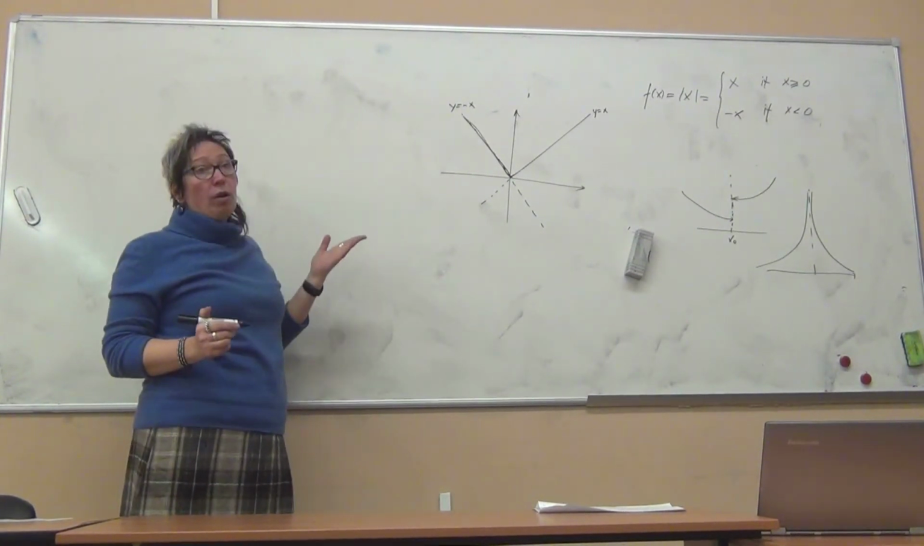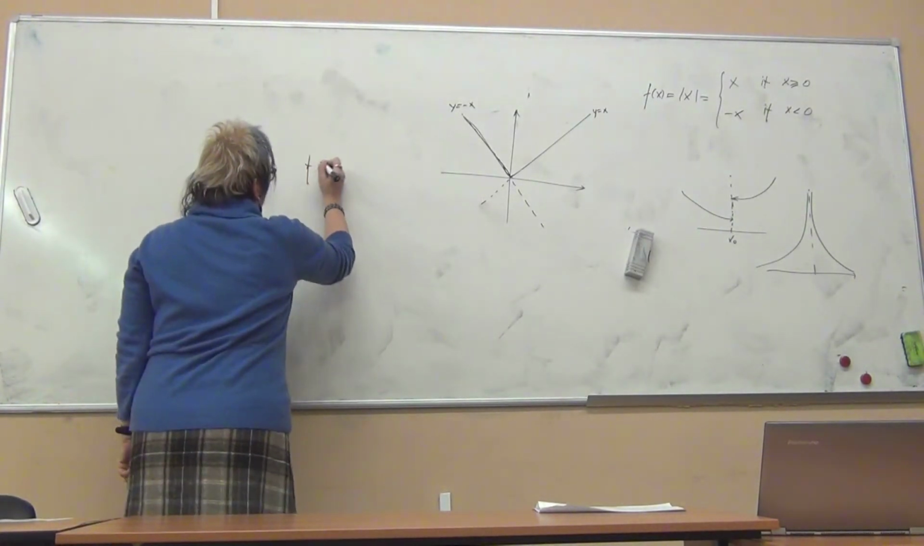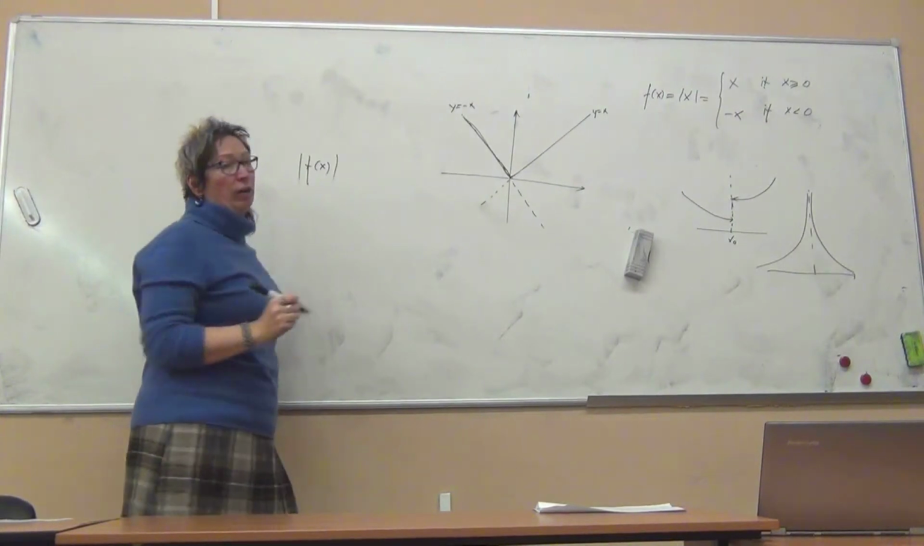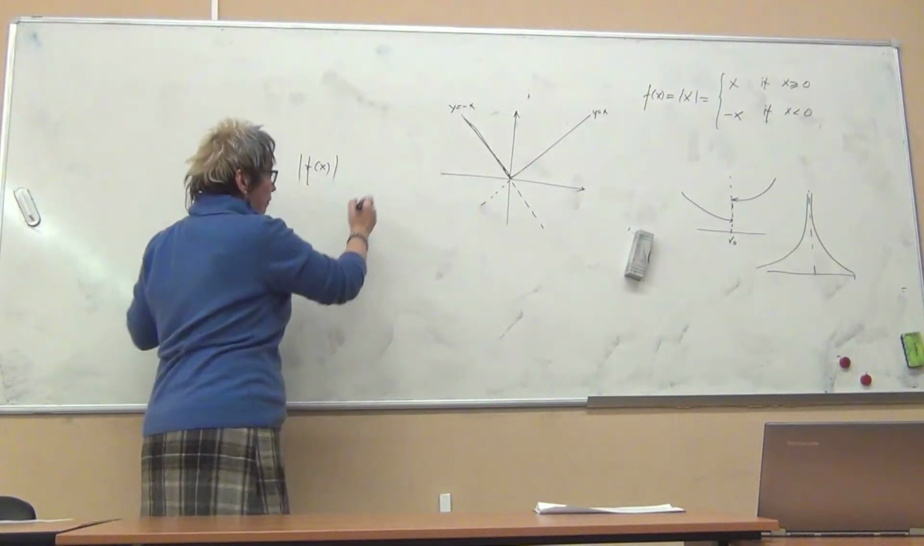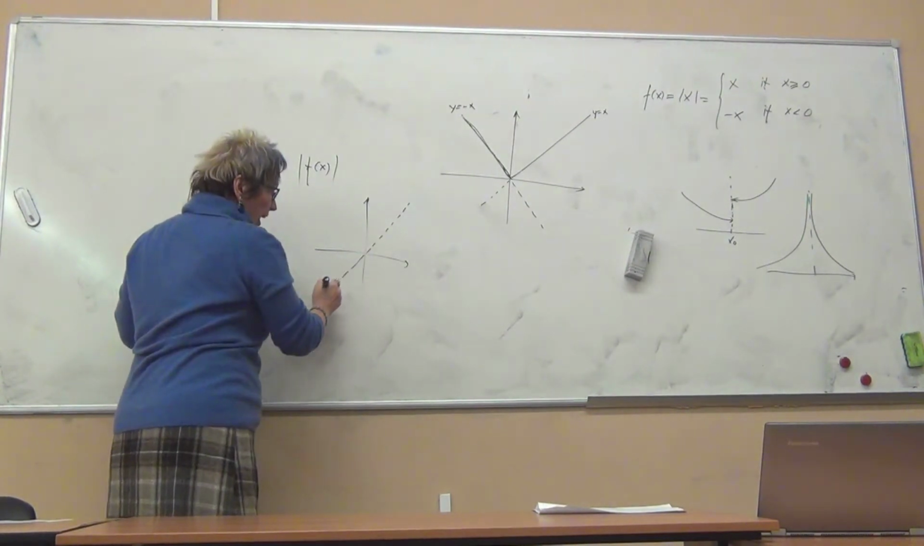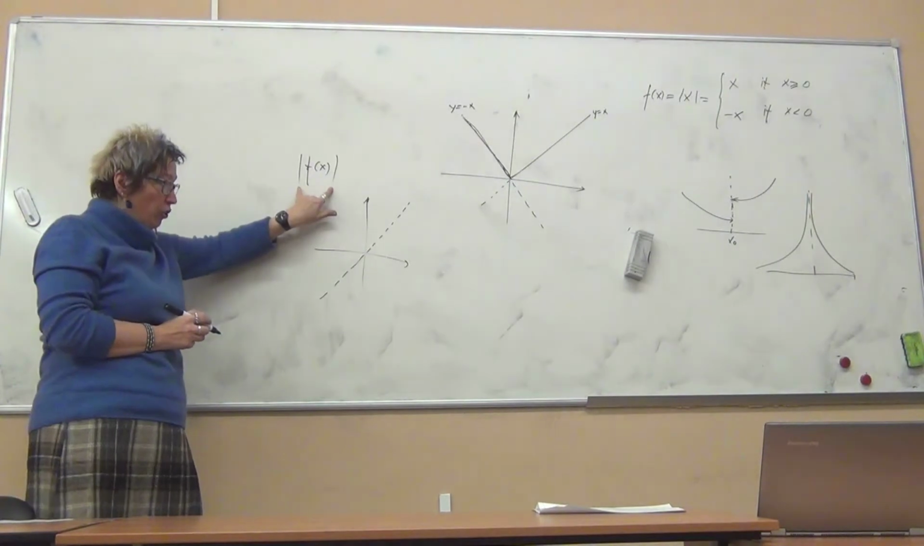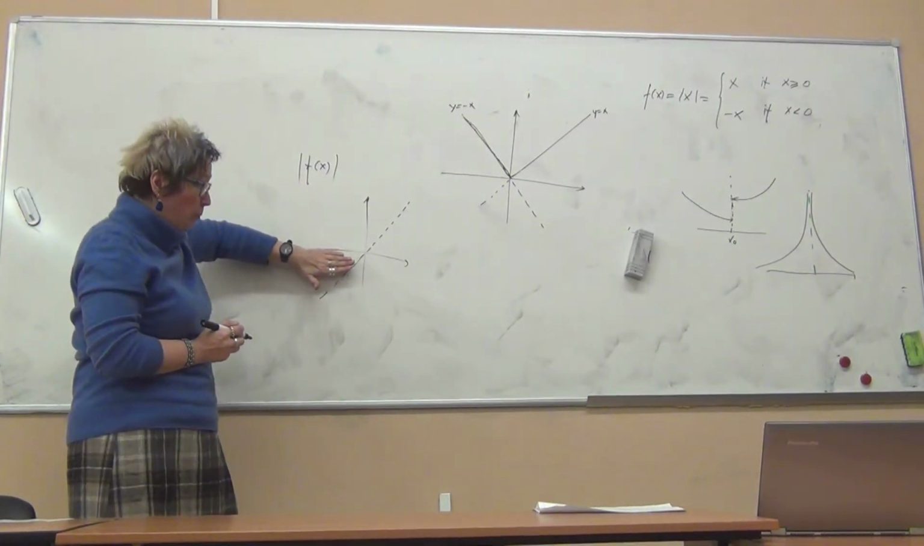Or, after all, remember how we do the absolute value of a function. If the function is x itself, we think, okay, the function y equals x is this. But if I have to take the absolute value of this function, I must fold this part.